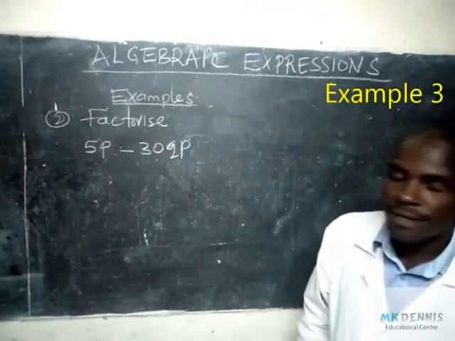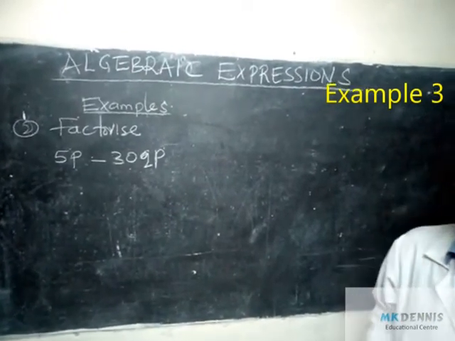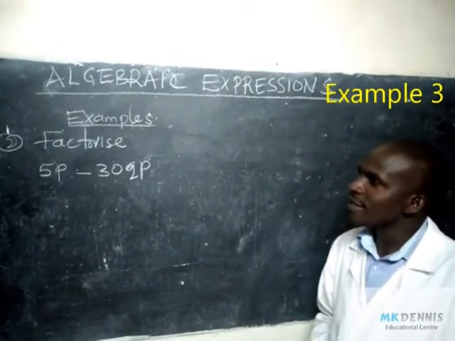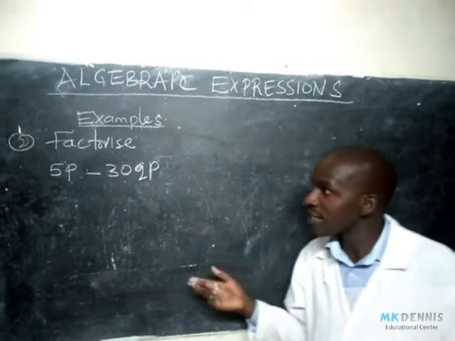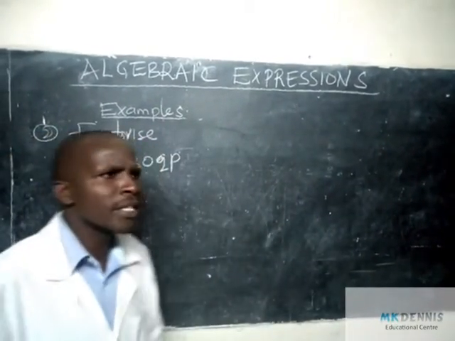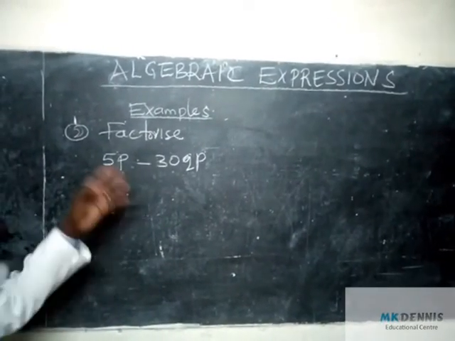Factorization is a section of these algebraic expressions. It's a Form 1 subtopic, and it deals with taking out the common terms or common factors in expressions like this one. So I want us to shed more light on it, to see how you practically solve problems involving factorization.